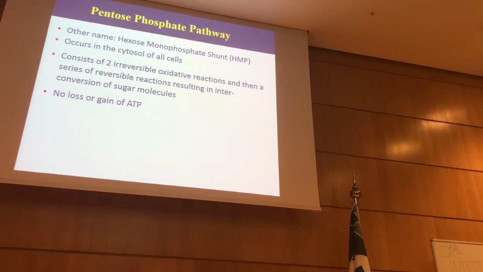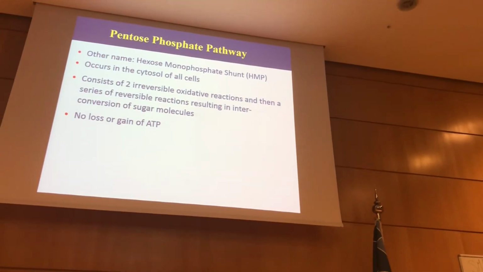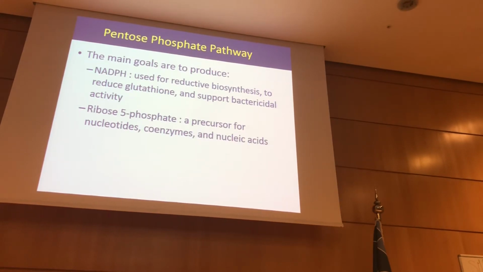Here in the pentose phosphate pathway, no ATP gain, no ATP used. What is the benefit of it? Okay, excellent question. So let me answer your question: what is the benefit of doing the pentose phosphate pathway that occurs in all cells? The main goal is to produce NADPH. Now why do we need NADPH?